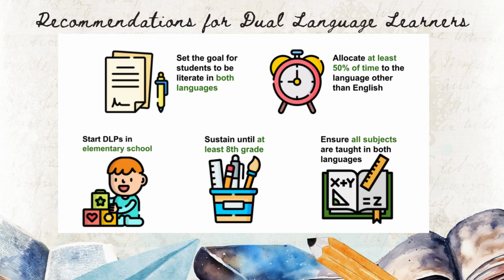Here I have included a visual of recommendations for dual language programs and learners. Setting the goal and the expectation for students to be literate in both languages is essential for students participating in a dual language program, especially since a dual language program is different than a traditional school. Allocating at least 50% of the time to the language other than English, as seen in the two-way immersion and one-way immersion models.